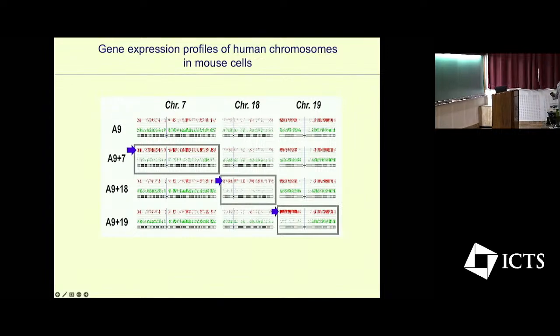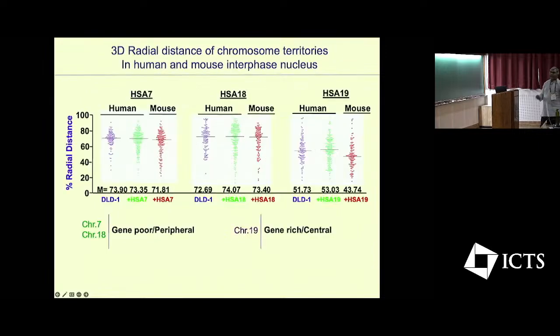Now we went on to ask the same question: if this is indeed the case, what happens to the relative three-dimensional localization of the chromosome territories in the interphase nucleus?